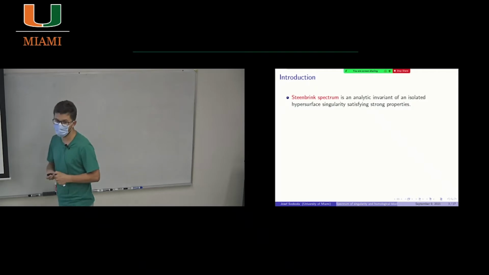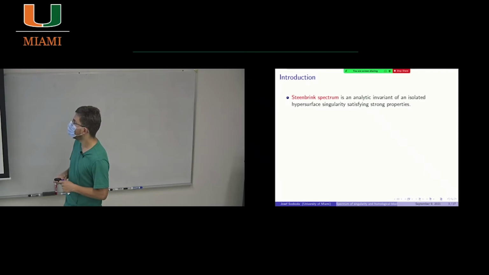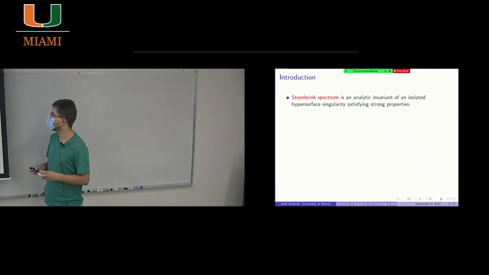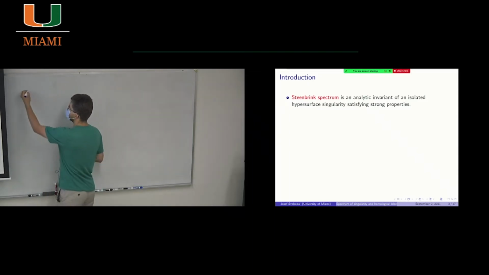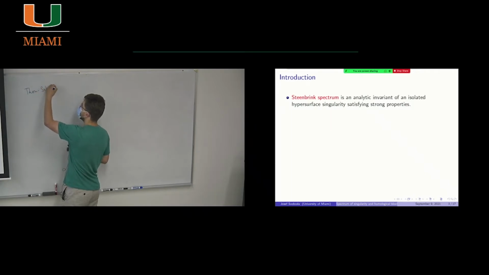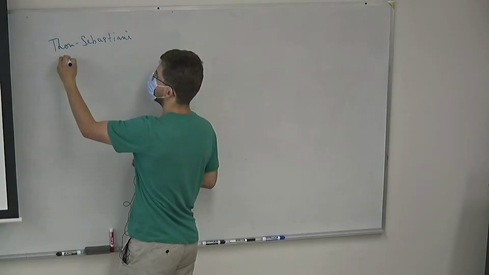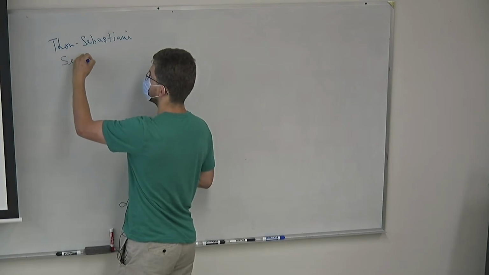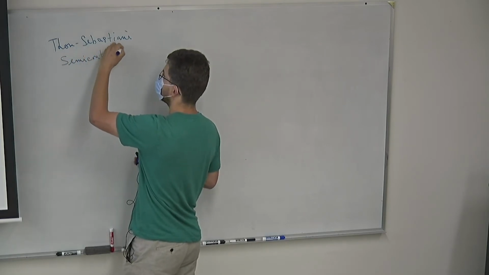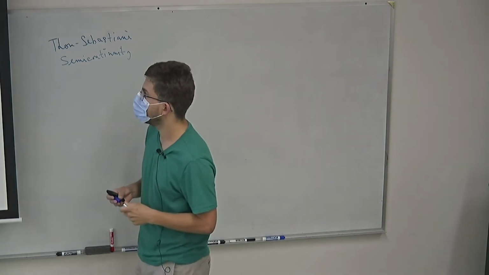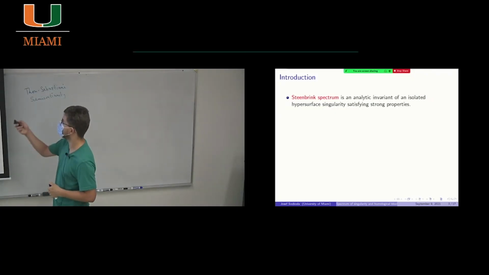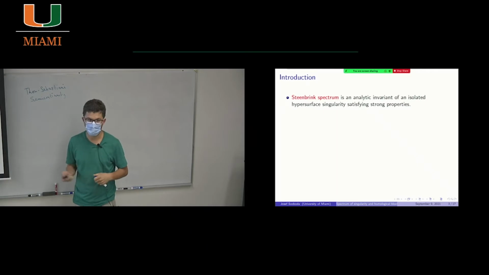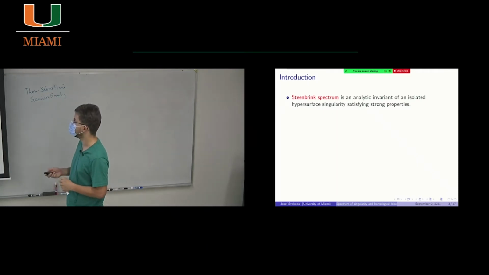The Steenbrink spectrum, or Arnold-Varchenko-Steenbrink spectrum, is an analytic invariant of an isolated hypersurface singularity which satisfies strong properties. I told you it satisfies this Thom-Sebastiani property, semi-continuity, etc. And also I wrote here isolated, but it can be generalized to many other cases.